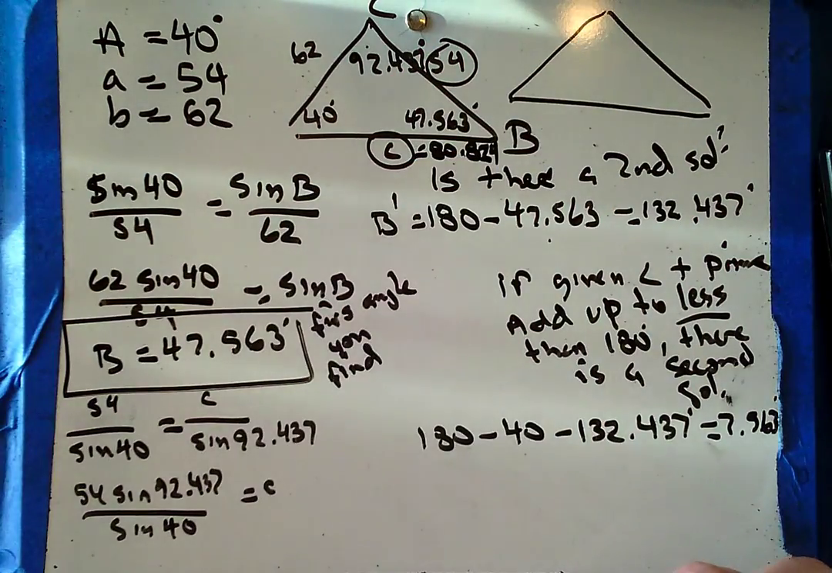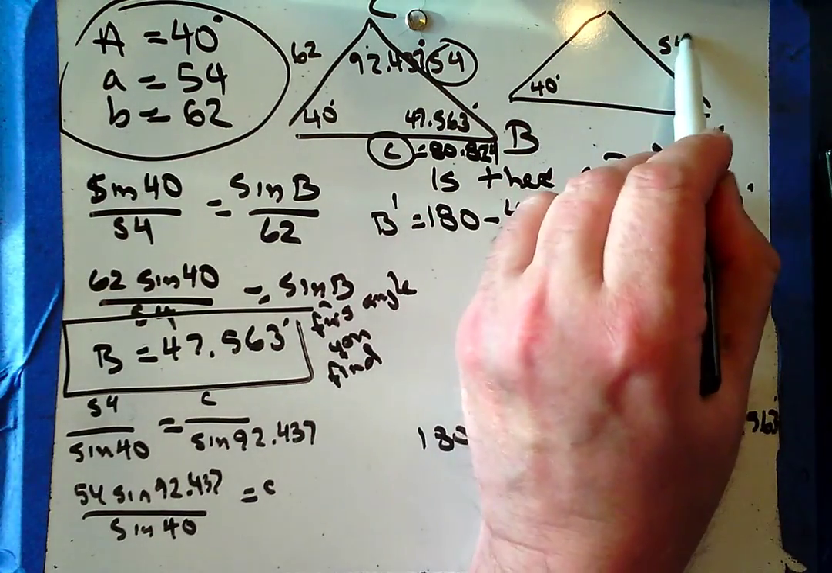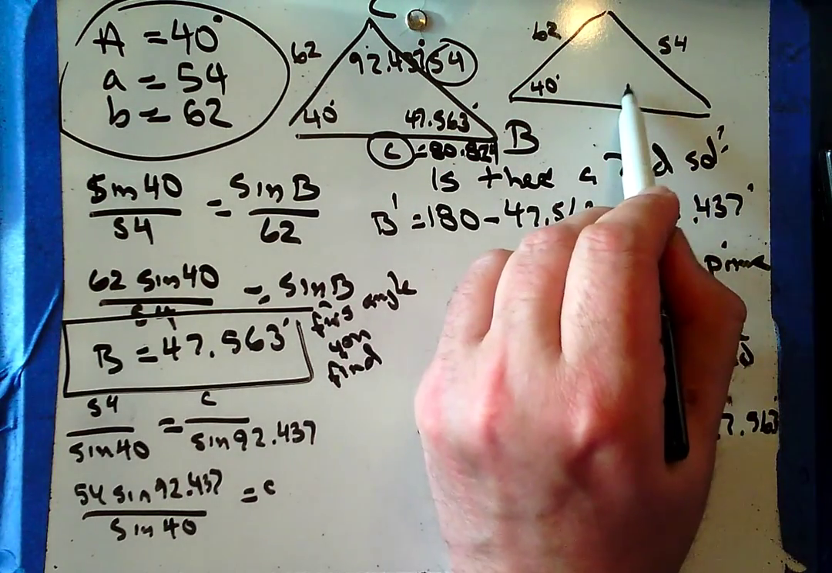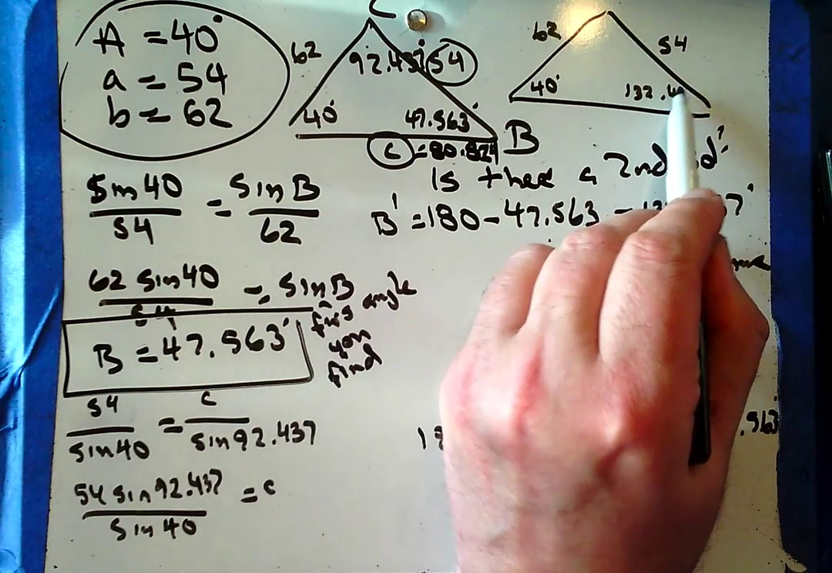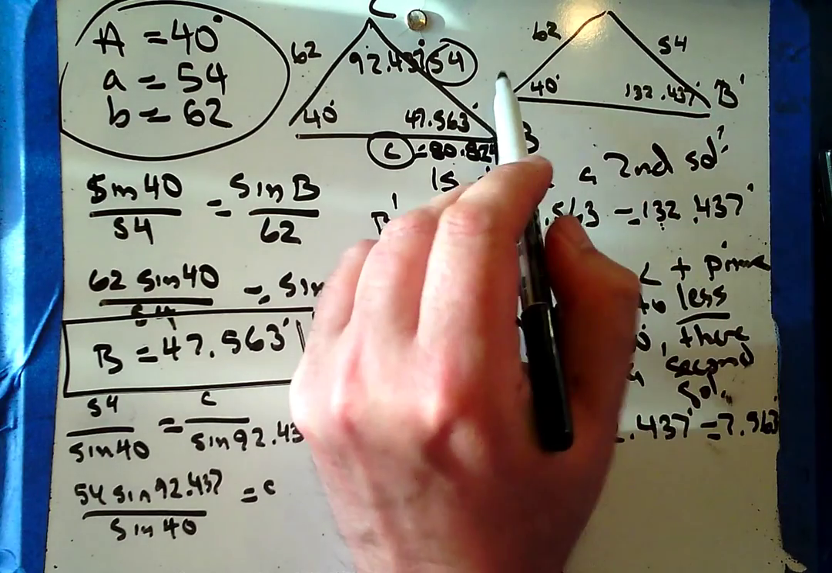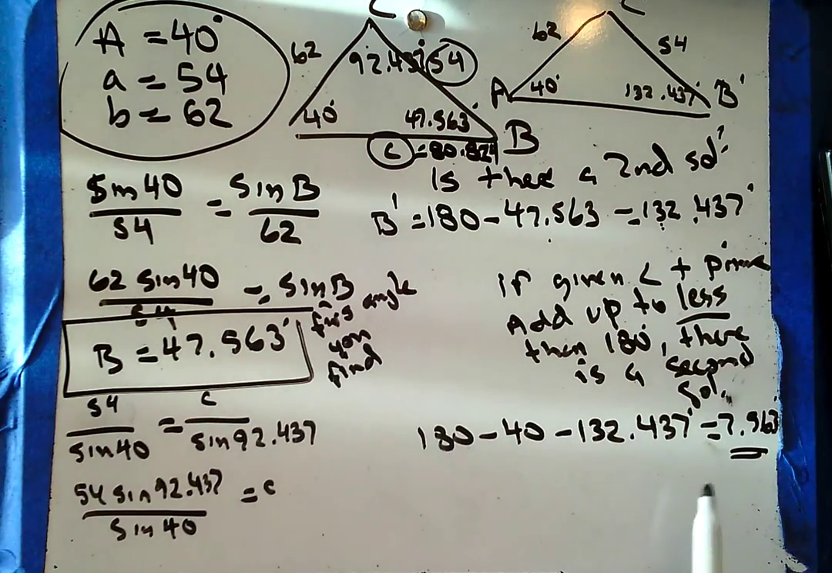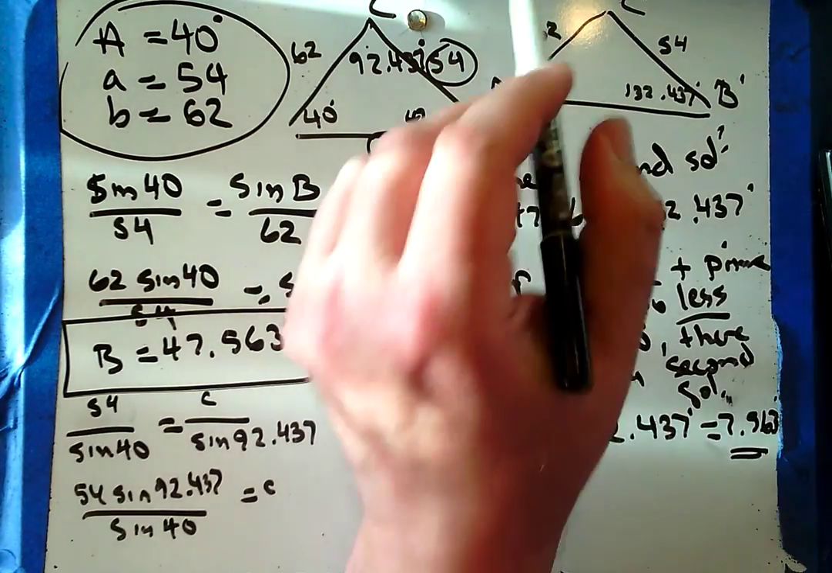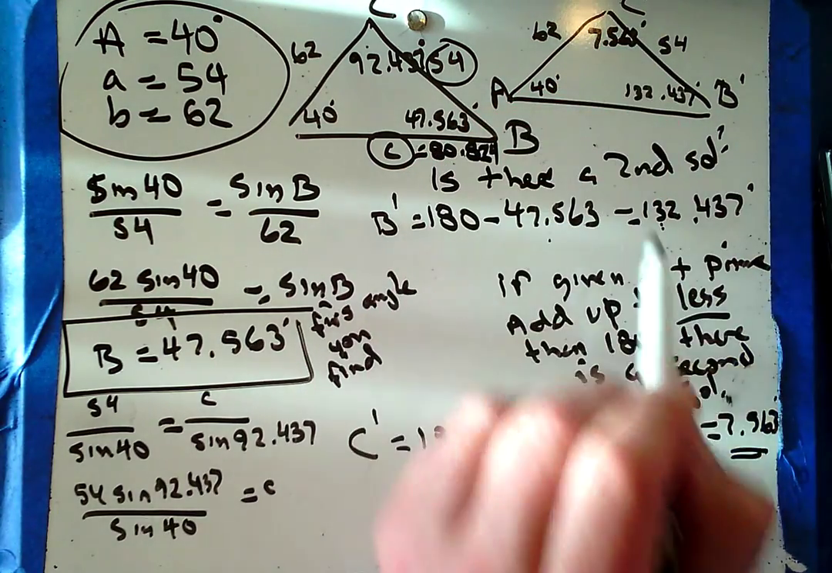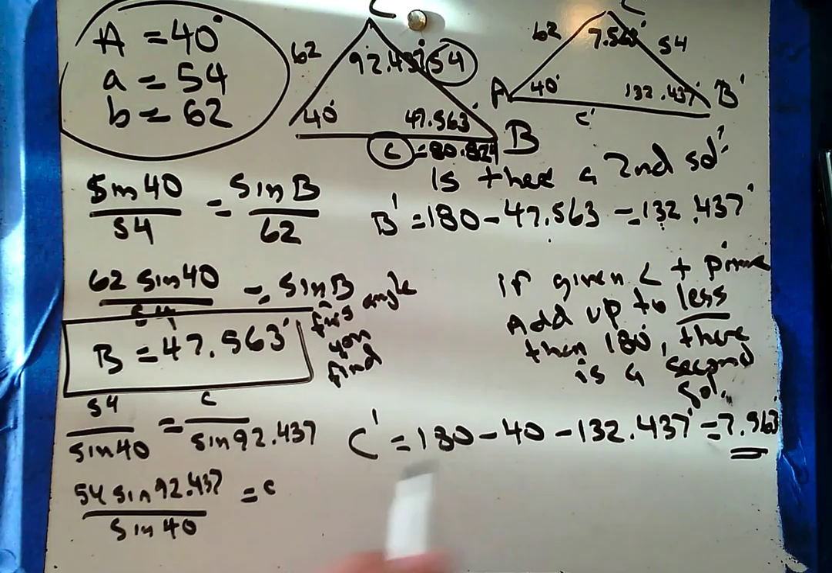The second solution will have all the original information, 40 degrees, 54 over here, 62 here. But our B prime is 132.437. Definitely not drawn to scale. This is big B prime. This is A. And then over here we'll have a big C prime. That's this thing. Big C prime is 7.563 degrees. I still need to use law of sines to find little c prime, but that's not so hard at this point.